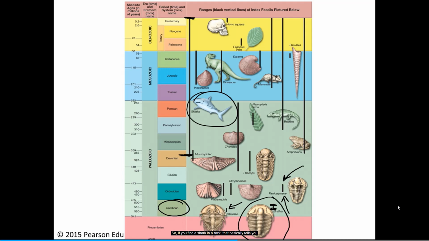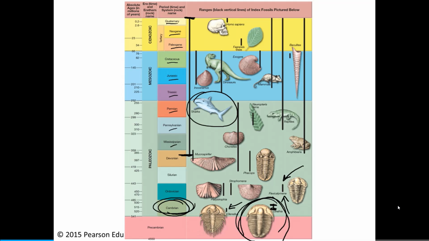So if you find a shark in a rock, that basically tells you that that rock could be Devonian, or it could be Mississippian, or it could be Pennsylvanian, or Permian, or Triassic, or Jurassic, or Cretaceous, or Paleogene, or Neogene, or Quaternary. On the other hand, if you find L-Rathia in a rock, that can only be Cambrian. So L-Rathia is a better index fossil for figuring out how old that particular sedimentary deposit is.